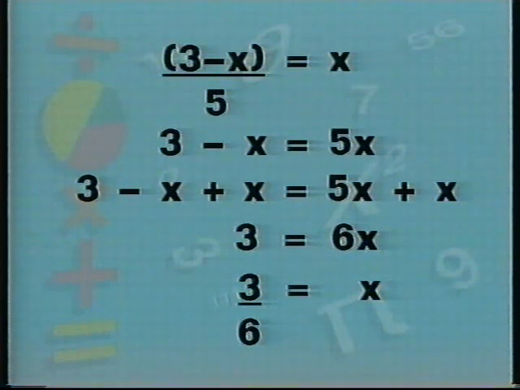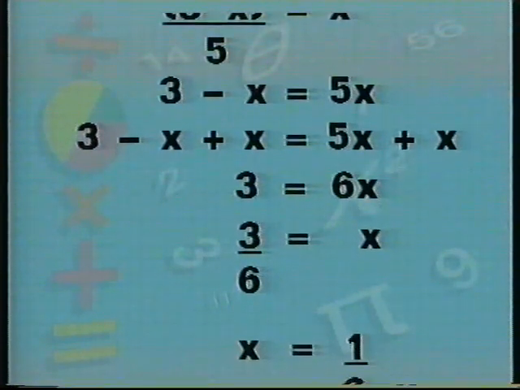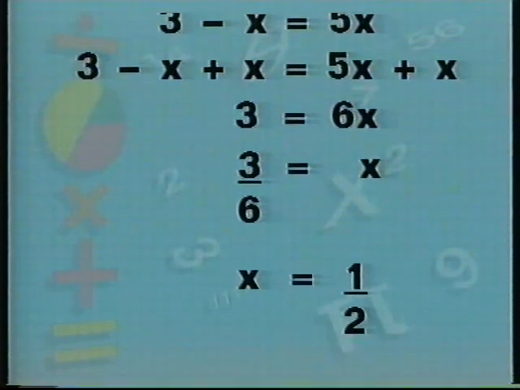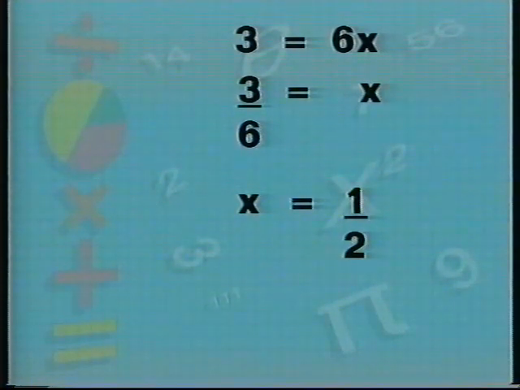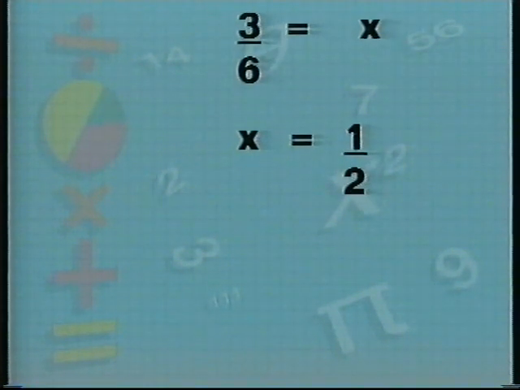Well, let's see where we end up. 3 minus x plus x equals 5x plus x. Well, these cancel out, and we're left with 3 equals 6x. We want to get rid of the 6, so we divide both sides by 6, giving the solution x equals 3 over 6, or 1/2. And always leave your answers to these as fractions.